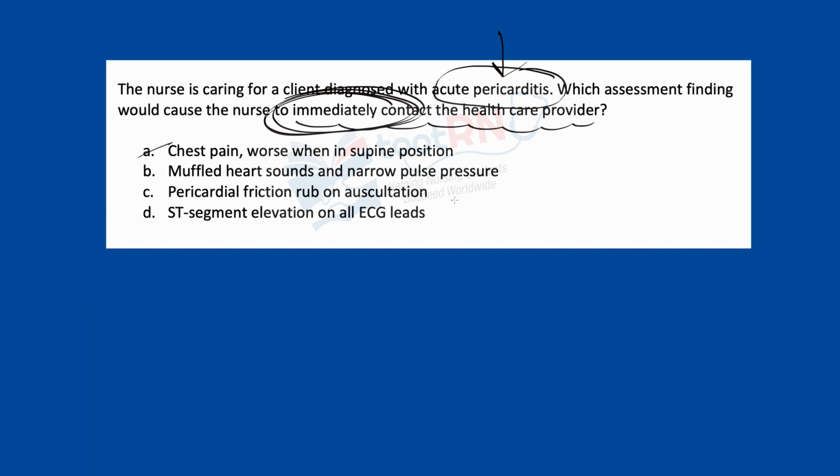Pericardial friction rub on auscultation, that's option C. So again, not a great thing, but because it's an expected outcome of acute pericarditis, I'm not really jumping on top of this right away.